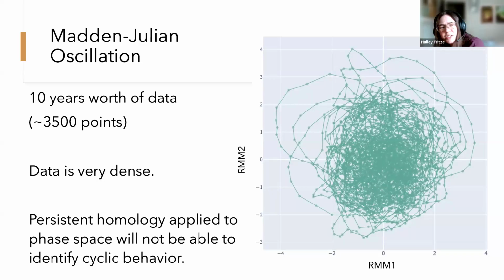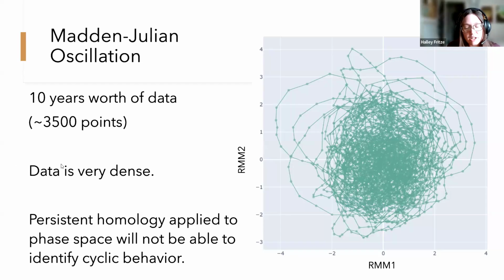And that's great. And we can see it oscillates counterclockwise. But what happens when we take 10 years worth of that data, which is actually only 3,500 points approximately, right? However, it's a very dense set. Sorry, quick question. What are the axes here?